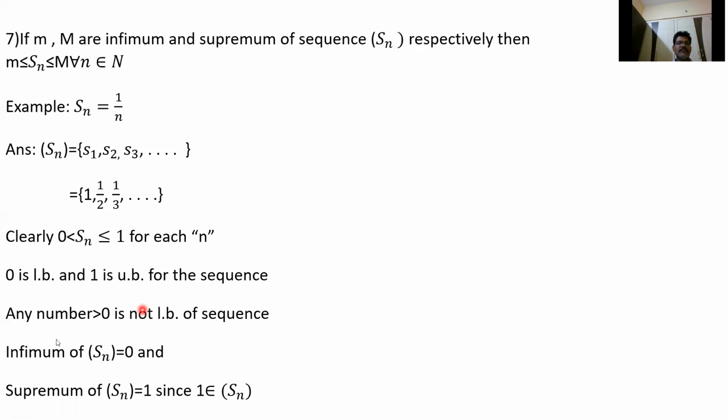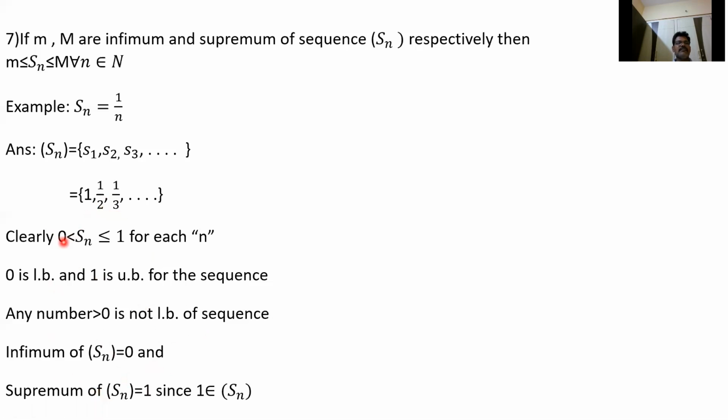Also, observe that any number greater than 0 is not a lower bound of the sequence. Therefore, the infimum of Sn is 0. And the supremum of Sn is automatically 1, because 1 also belongs to the sequence Sn. Therefore, the supremum of the sequence Sn is 1.